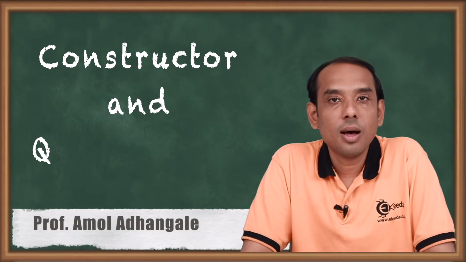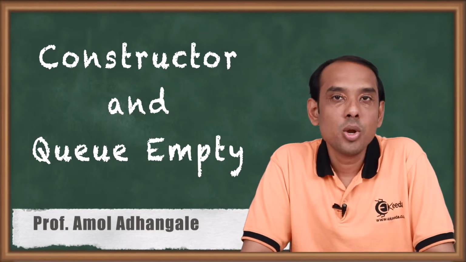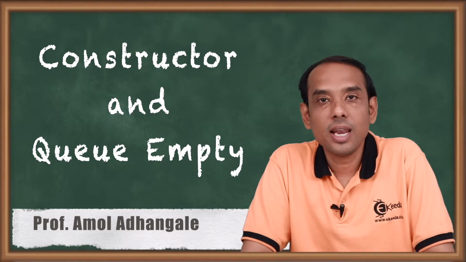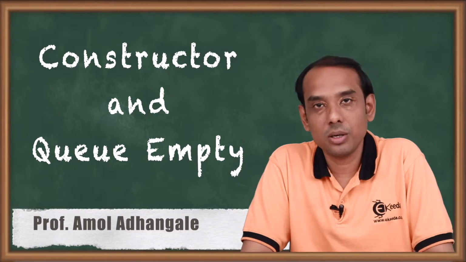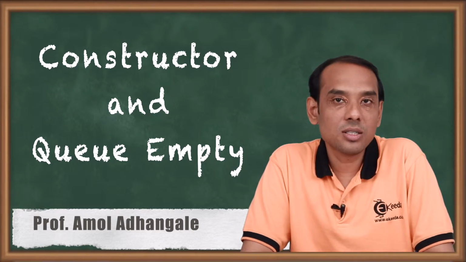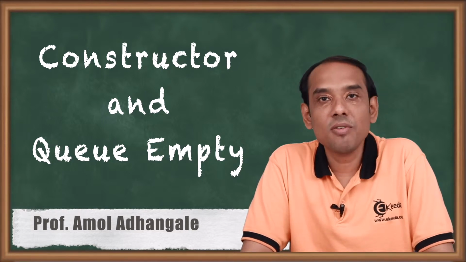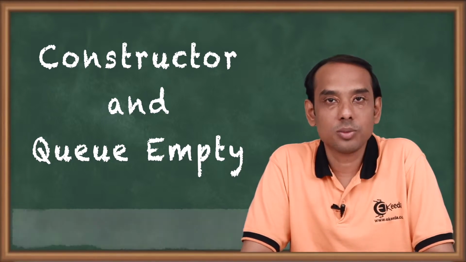Hello friends, up till now we have looked at the node structure in which we have two important parts, data and link. Also we looked at how to pass the values to these two important parameters. Then we defined a class in which we defined the front and rear values. Now we will look at how to pass these values.